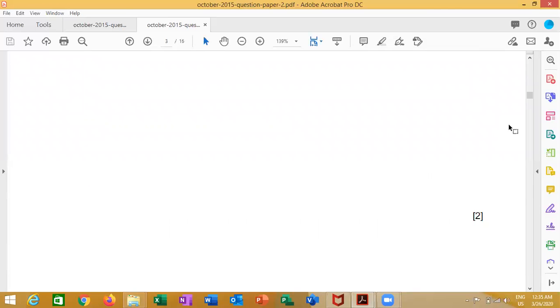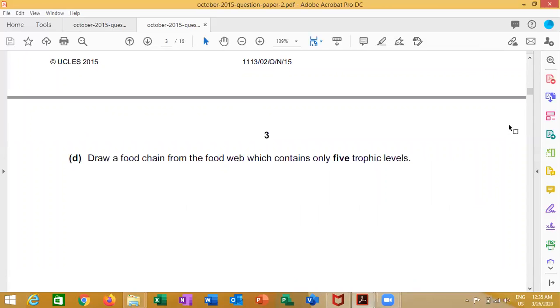Question D. Here he wants you to draw a food chain from the food web containing only 5 trophic levels, only 5 living organisms. Number 1, it can be cactus eaten by insect, eaten by lizard, eaten by scorpion, eaten by hawk. And guys, when drawing or writing the food chain, please make sure that you draw the arrows. The other one can be cactus eaten by insect, eaten by lizard, eaten by snake, eaten by fox. The number of living organisms in the food chain should be 5. Next question.